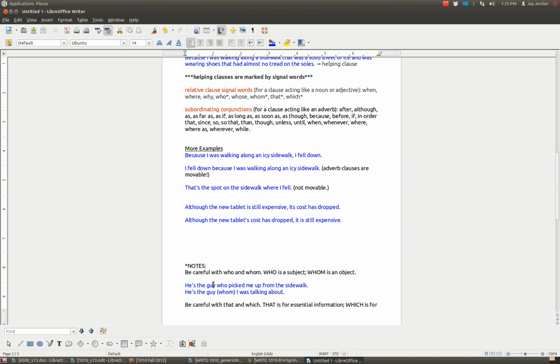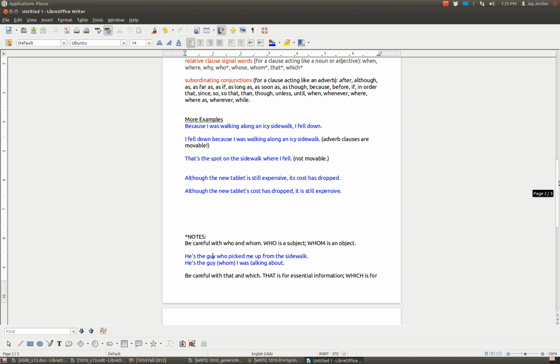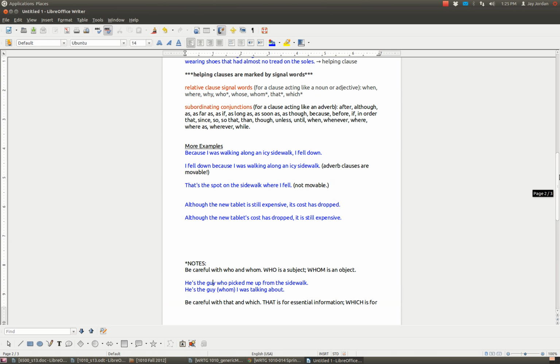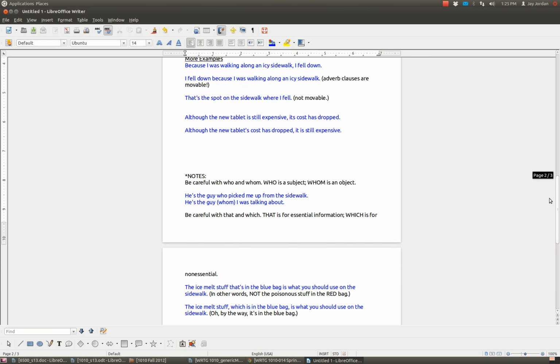Where in this case, the guy was actually kind of doing the action, so he's more the subject. And in both of these cases, the who or the whom stands for the guy. It's just that guy in both of these sentences serves a different part of speech, so I have to spell them differently. So just be aware of that. If you screw up who and whom, that is something that can really annoy a lot of people who are reading your writing. So you want to be aware of that. If you've got questions, ask me.